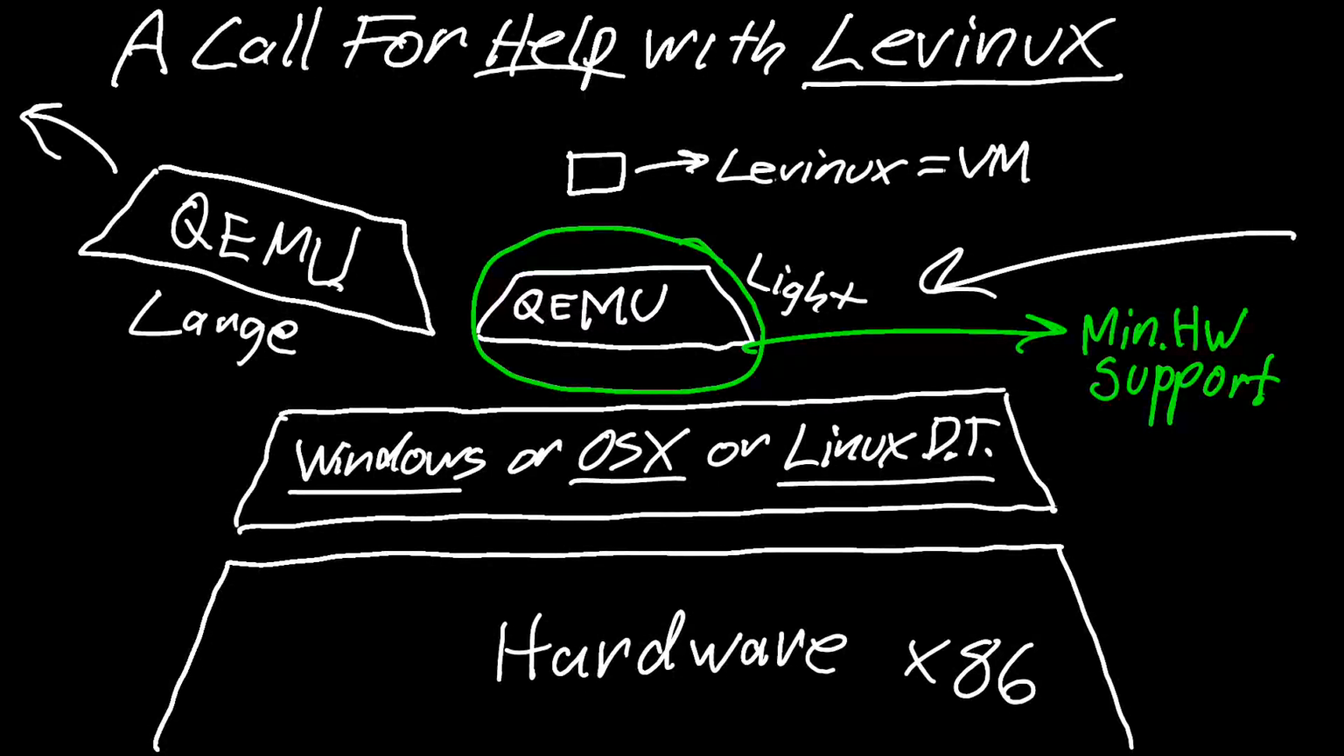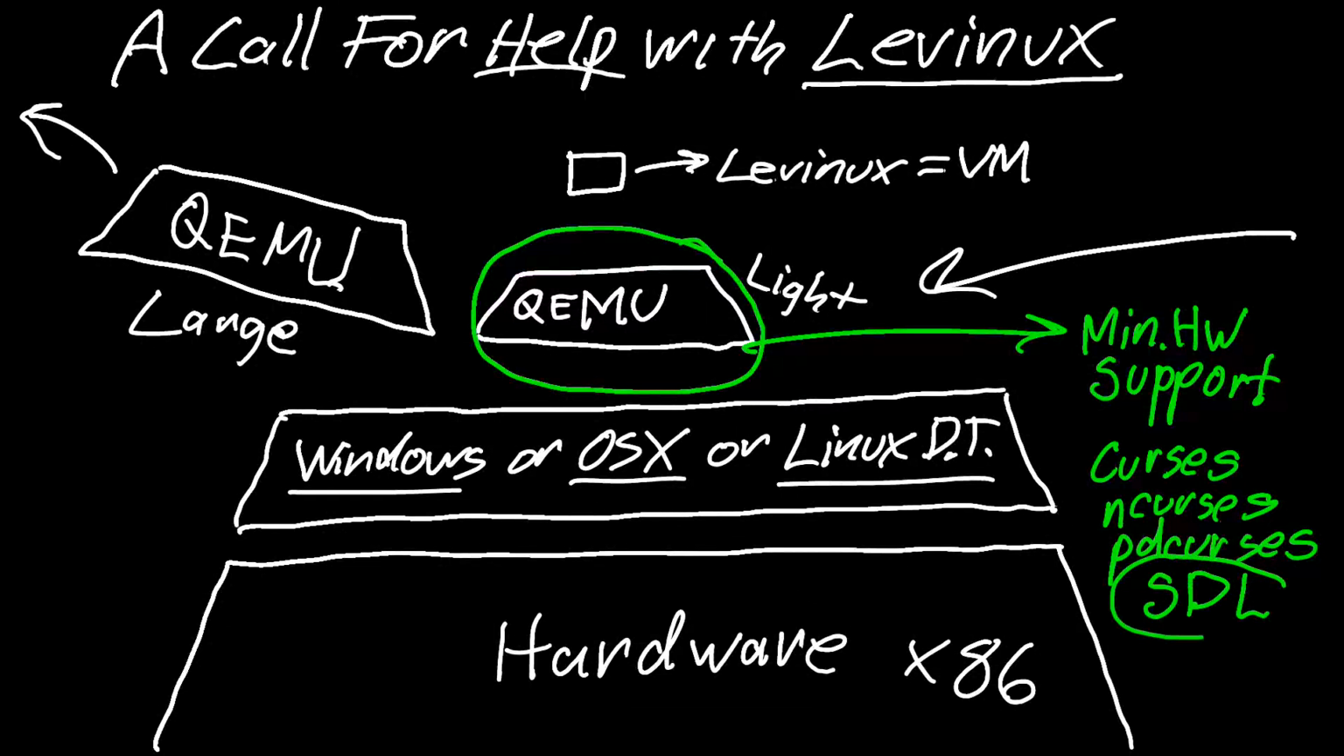The next thing is support for curses, which is also N curses, or on Windows it's PD curses. And that is the text-only interface, because what we don't want is the graphic support. This only just grabs your pointer and makes Levinux harder to use.